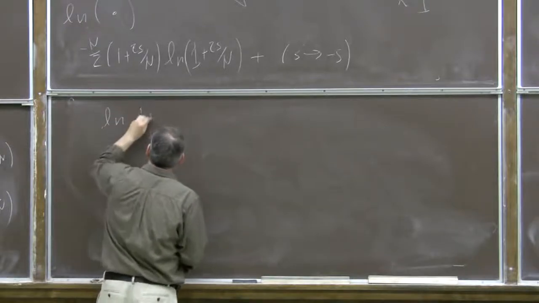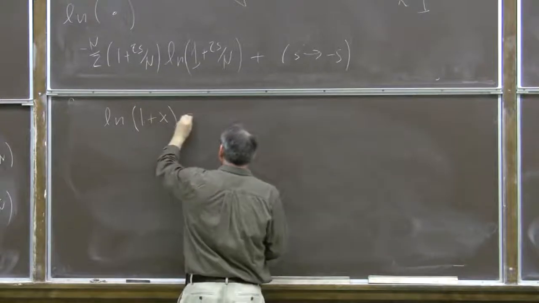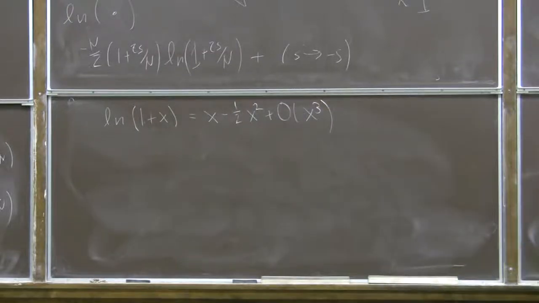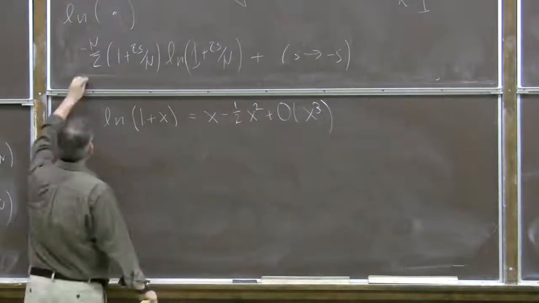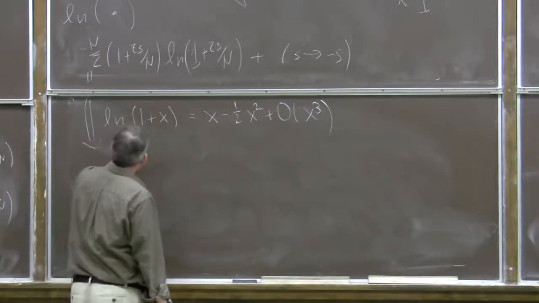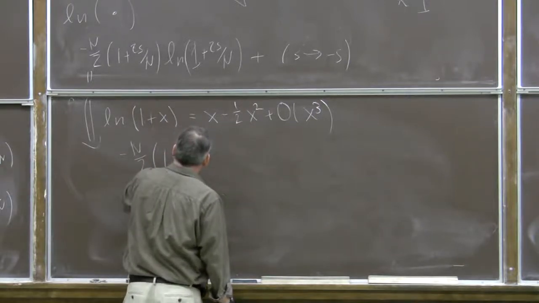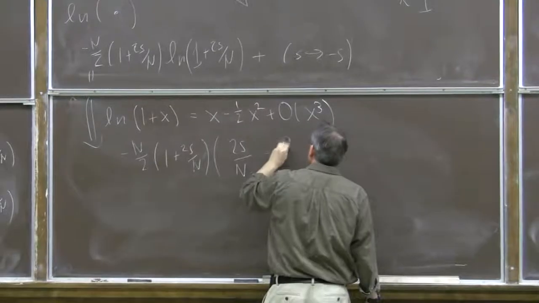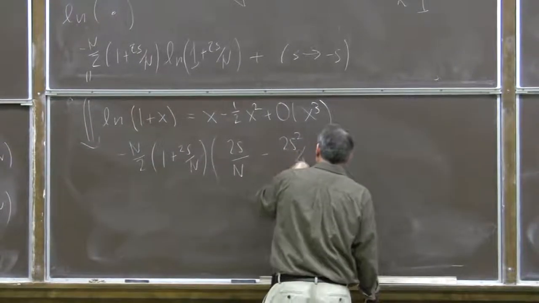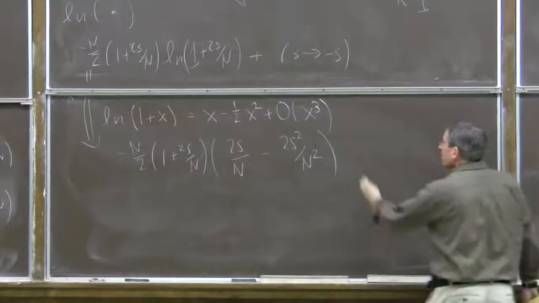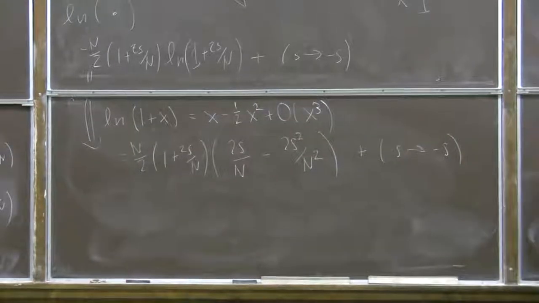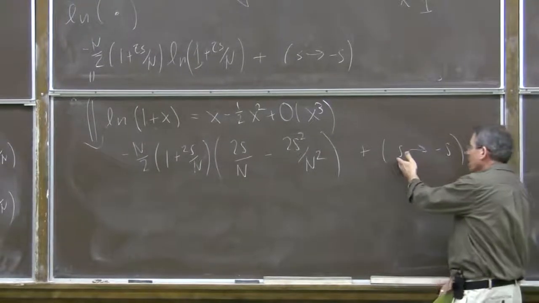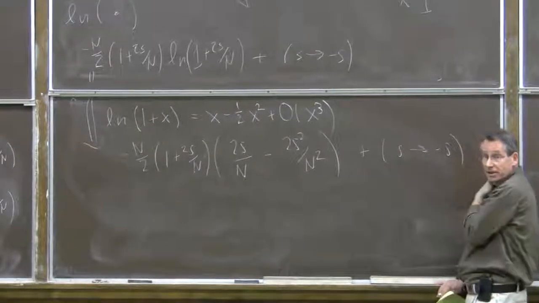If I write the log of 1 plus x, I can write that as x minus 1/2 x squared plus higher order in x, which I'm going to safely be able to ignore. And so this becomes, if I make that expansion, minus n over 2, 1 plus 2s over n, and then 2s over n minus, because of the 1/2, 2s squared over n squared. And let's remember, we still have the plus the term with s goes to minus s. Now, any term that's linear in s is going to go away, because we're going to combine together the term with a plus sign and the term with a minus sign. So the linear terms are going to cancel out.